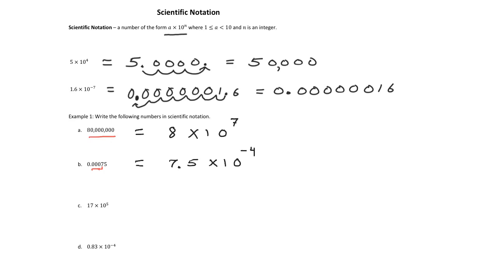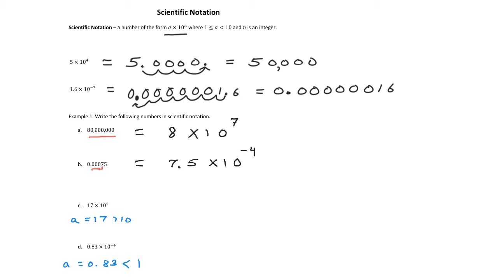For parts C and D, something a little bit different happens here. These numbers kind of look like they're in scientific notation, but the problem is, here you have 17, but that's not going to work for A, just because this is greater than 10. And likewise, in part D, it looks like A is equal to 0.83, but the problem here is that number is less than 1. You can always write the number so it's between 1 and 10.